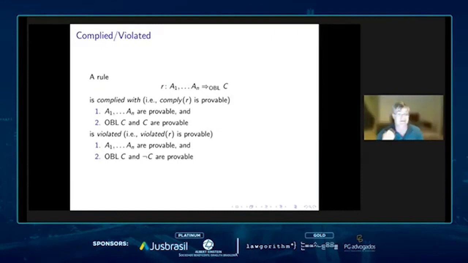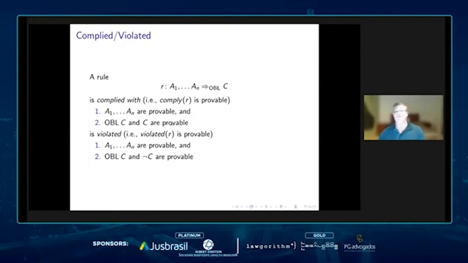Now, what about when we move to defining the conditions when a rule is complied with or violated? Well, first of all, the rule must be a prescriptive rule, and then we can say that a rule A1, ..., AN, prescriptive rule C, is complied with, and in the simple case, it's simple. We have that the condition to trigger the rule, the condition of applicability, must be provable, and since the meaning of the rule is to produce the obligation of C, to comply we have that also C should be provable.